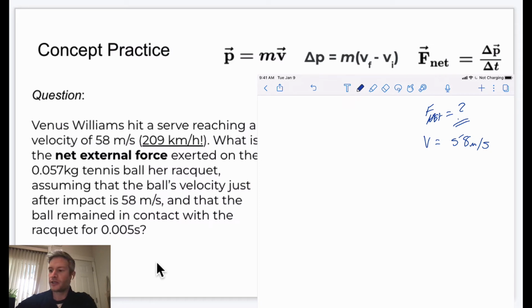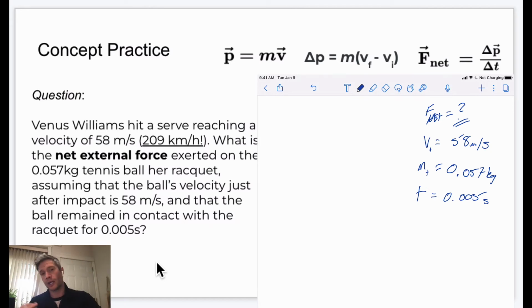What other information? We know the mass of the tennis ball. Again, you can put tennis ball or T to keep track of things. That's 0.057 kilograms. And last but not least, we're given time, that the racket is in contact with the ball. That's 0.005 seconds. Okay, so that's all the information we're given.